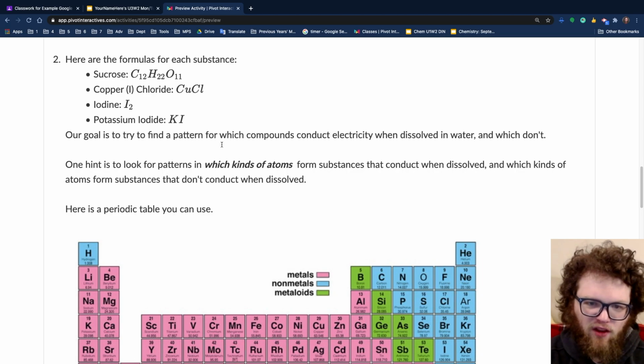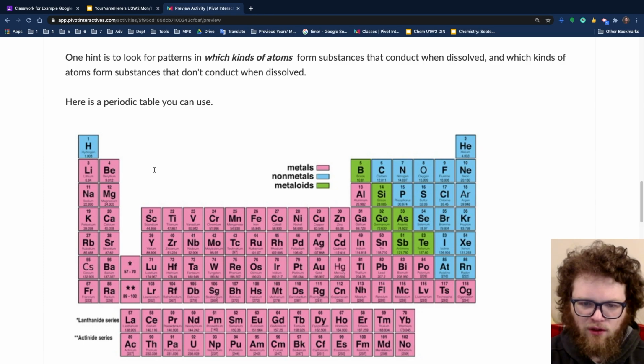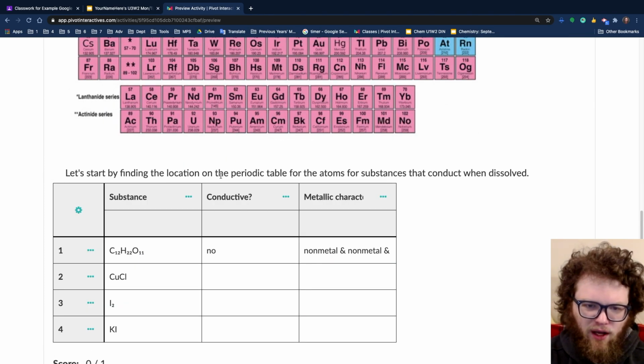Our goal is to try to find the pattern for which compounds conduct electricity when dissolved in water and which don't. One hint is to look for patterns in which kinds of atoms form substances that conduct when dissolved and which kinds of atoms form substances that don't conduct when dissolved. Here's a periodic table you can use. Haha, this looks familiar.